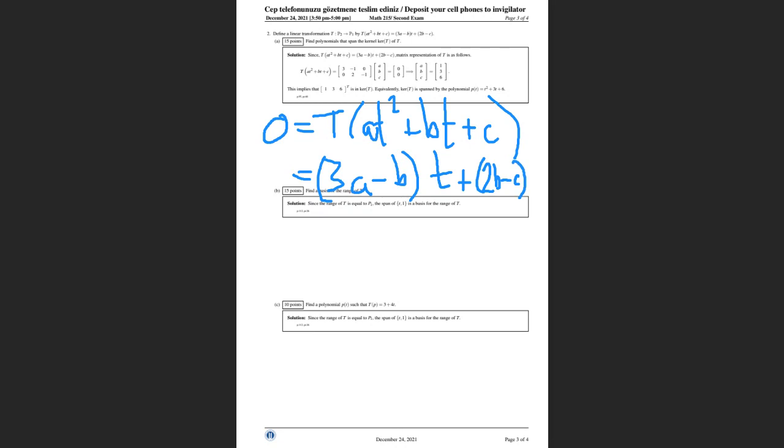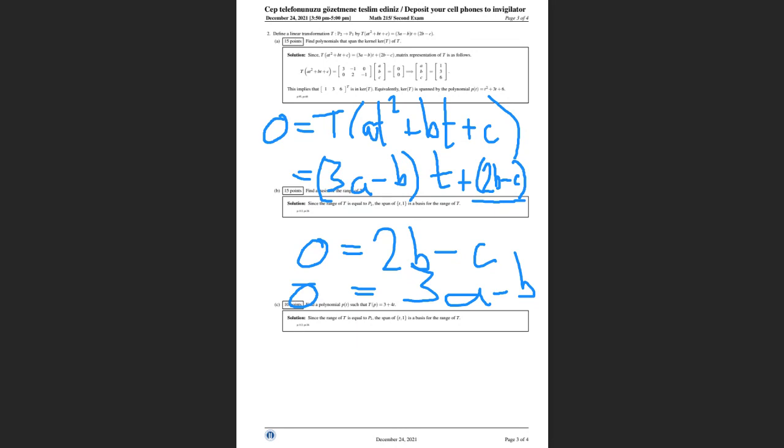We need to find the a, b, and c which make this always equal to 0. So it needs to be equal to 0 for t equal to 1, for t equal to 2, for t equal to 3, and so on. If we put t equal to 0, then we just end up with 2b minus c. So we must have that 0 is equal to 2b minus c. We also need this to be equal to 0 for, say, t equal to 1. So we also need to have 0 is equal to 3a minus b. So the kernel is all of the polynomials which satisfy these two equations: 2b minus c is 0, and 3a minus b is equal to 0.